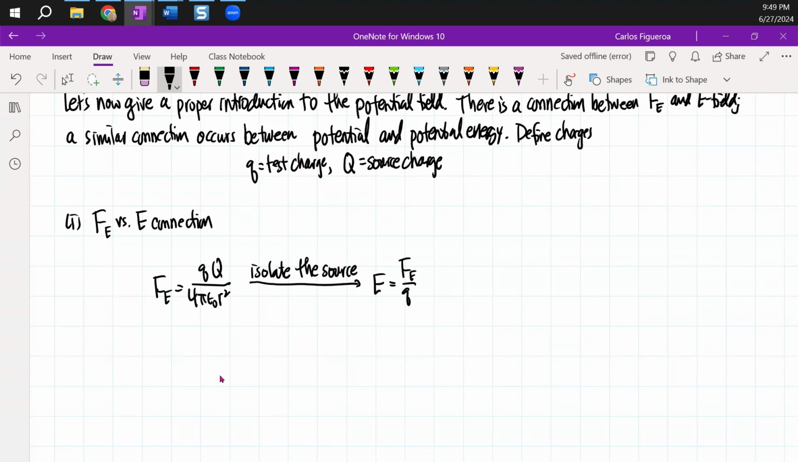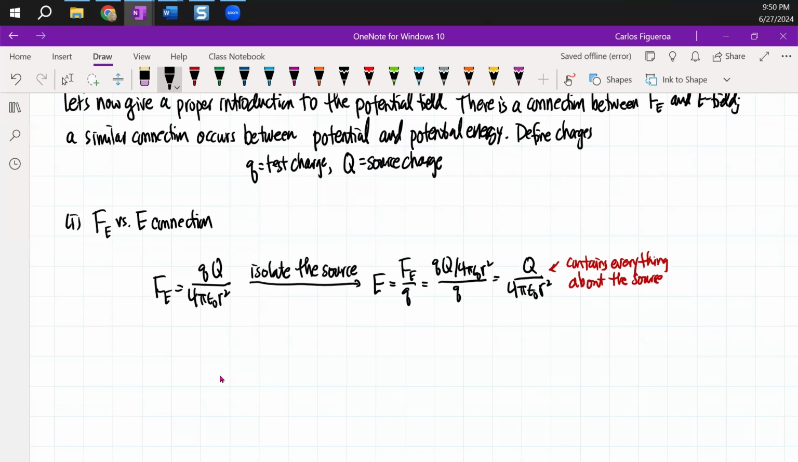Well, if we put this all together, then you're going to see here is that that little q is going to cancel out because we have this divided by little q, which then gives us Q over 4 pi epsilon r squared. So this guy right here contains everything about the source.